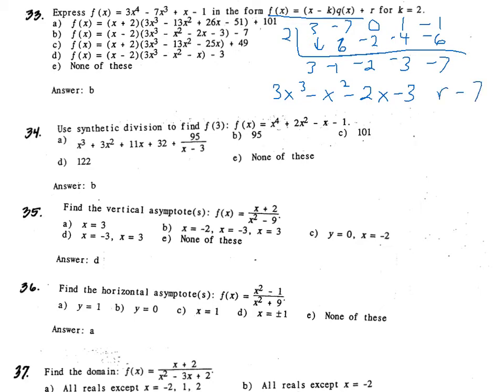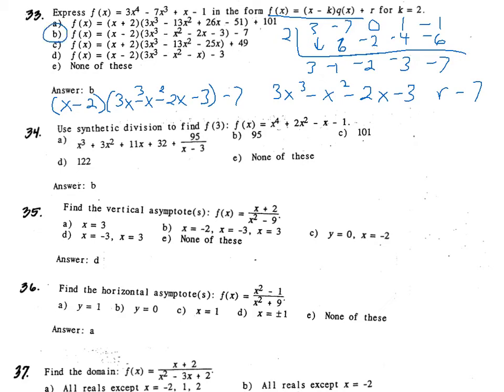So writing it in the special form, we know that we're going to have x minus k, which is x minus 2, times our quotient, and then our remainder is in the back. So our answer would be choice B.